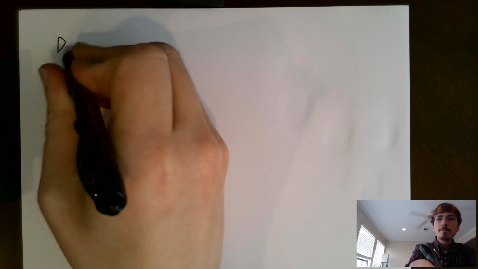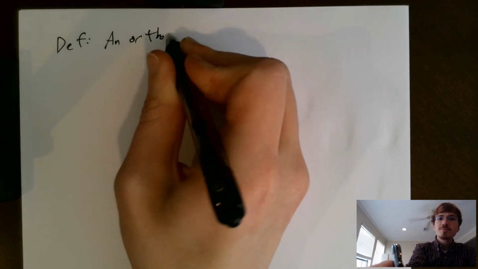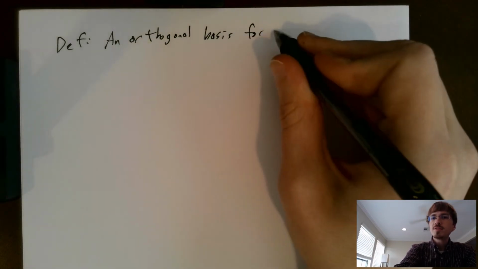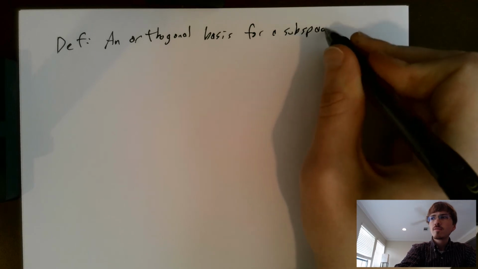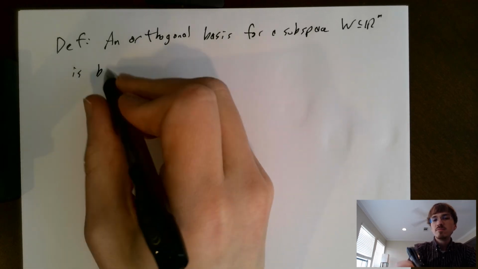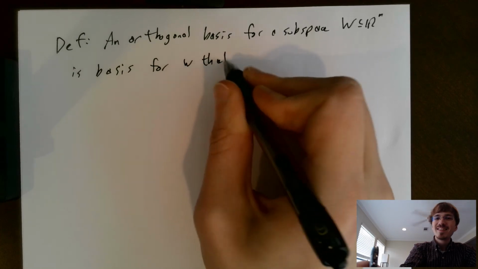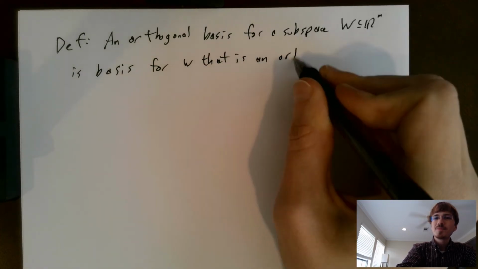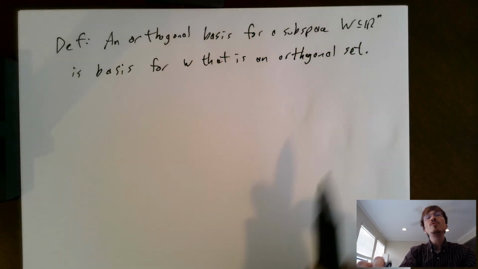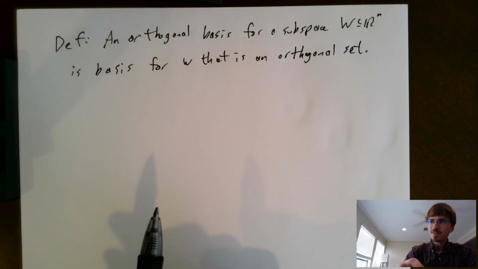Definition. An orthogonal basis for a subspace W is a basis that's orthogonal. That's hopefully not surprising. So we have a basis of W. If we have a basis of W that happens to be an orthogonal set, we say that it is an orthogonal basis.